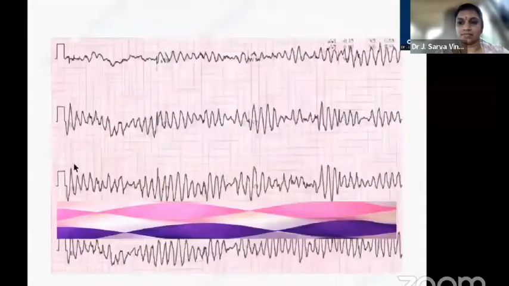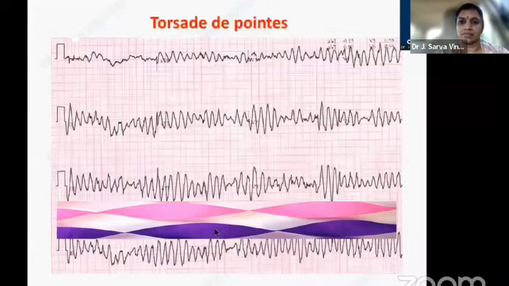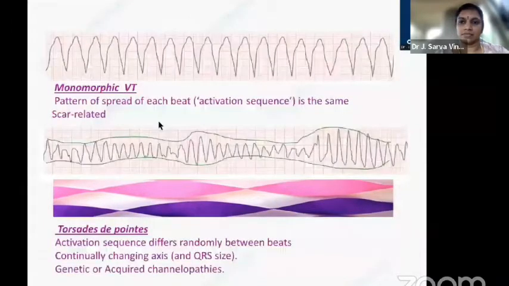This is also a kind of ventricular tachycardia, but the difference here is we have varying amplitude and varying axis of the QRS complexes. The outline of these will resemble the outline of a party streamer. So this is called torsades de pointes. This occurs in patients with long QT syndrome or when there is an R on T phenomenon. So this is the difference.